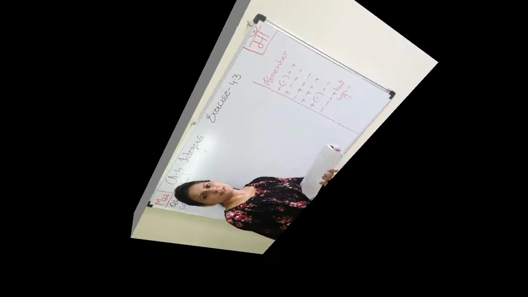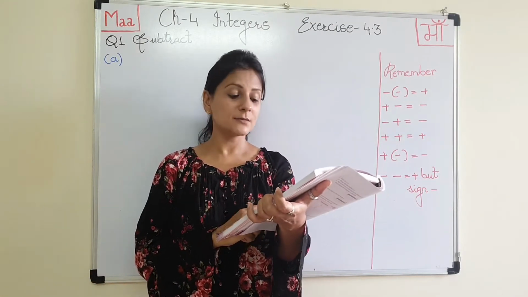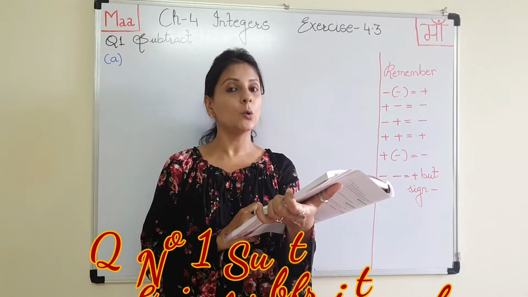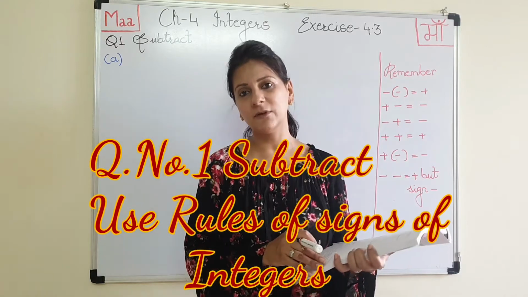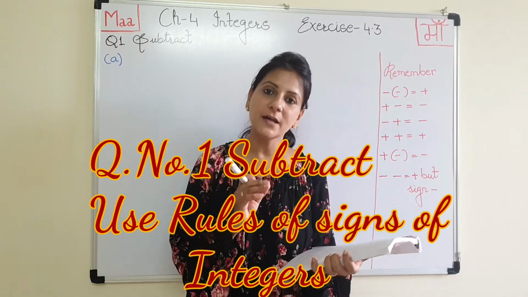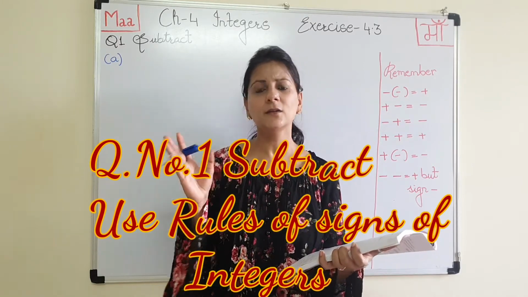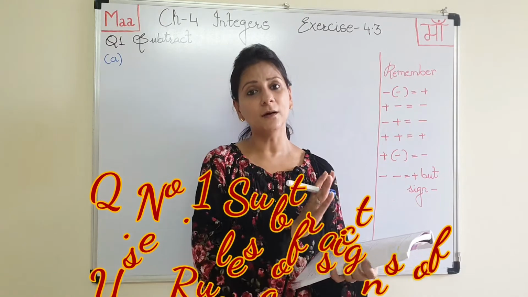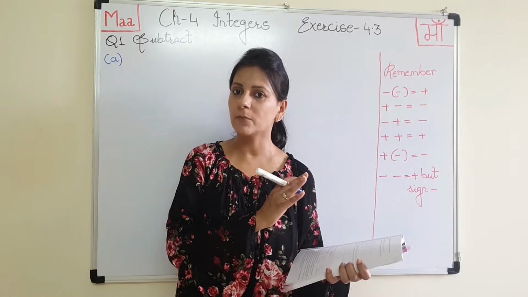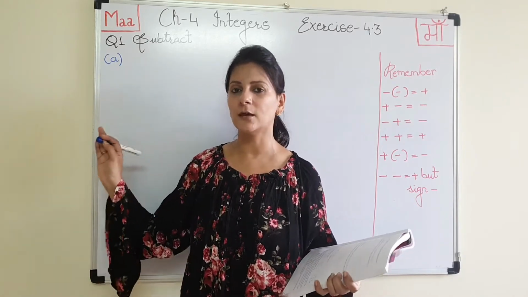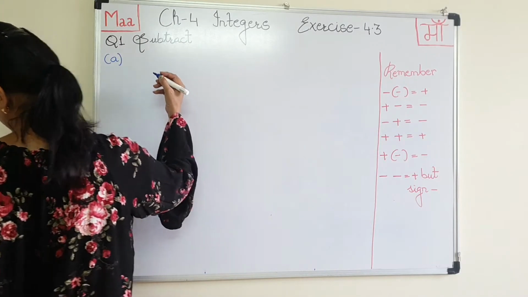Okay, so the first question of exercise 4.3 is: subtract. Use a number line only as a check. You have to subtract the integers which are given here and then you can use the number line for checking. But here I suggest you not to use the number line. You can do it without using the number line. As we have done in exercise 4.2 question number 2, the same way we will be doing here with subtraction. So just pay attention in question number 1, A part.